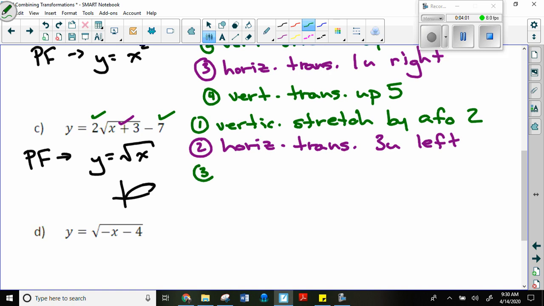Then our third transformation. Outside of the function, we're applied to our y values. We are doing normally what we would see. It's -7. We're vertically translation down 7 units, or down 7 units. I don't care how the order. I just need all that information in there.